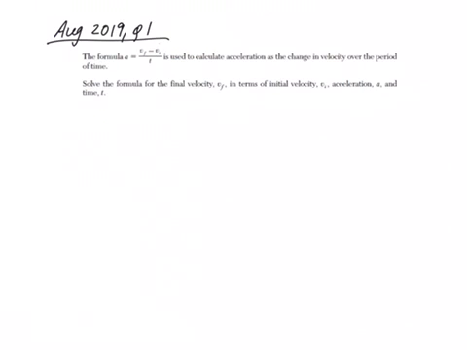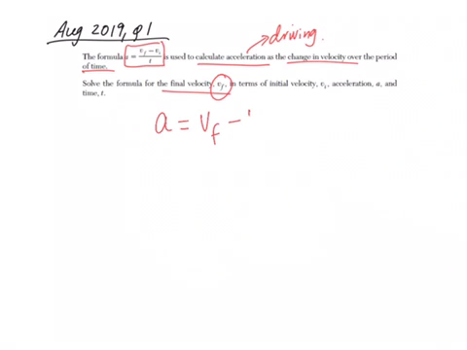Okay, the formula A is equal to Vf minus Vi over t is used to calculate acceleration. You might experience this during driving. The car is accelerating as the change in velocity over the period of time. Solve the formula for the final velocity. So we are trying to find out Vf in terms of initial velocity, acceleration, and time. So Vf minus Vi divided by t. So this is what we are trying to solve.